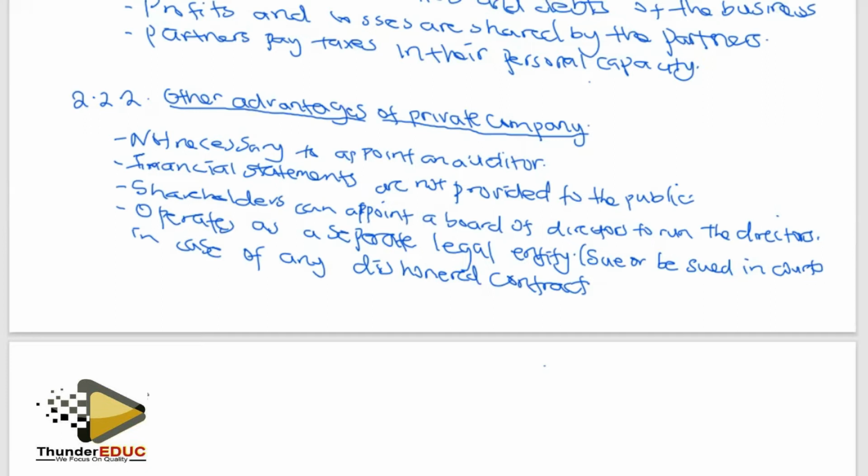Besides that, there is continuity of the business, meaning that a business can continue to exist in case of the death of one of the members or shareholders. You get that? Even if one of the members dies, the business will continue to exist. Okay?